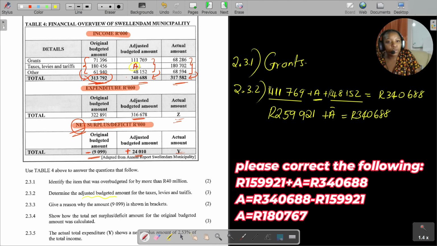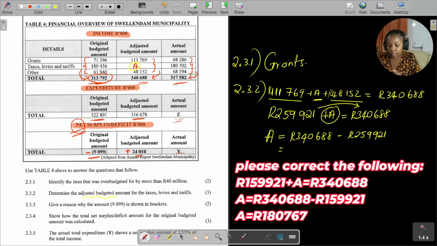So that means that this value must go onto the other side. So meaning that a is equal to 340,688 minus 259,921. Okay, so therefore 340,688 minus 259,921. So that basically means that the taxes and levies and tariffs, the adjusted amount is 80767. All right, and that is basically the value for a.